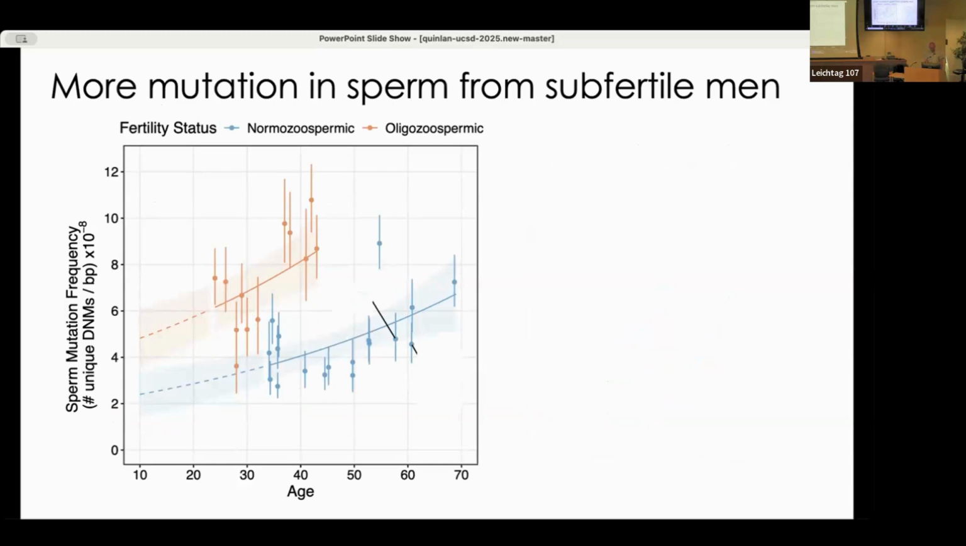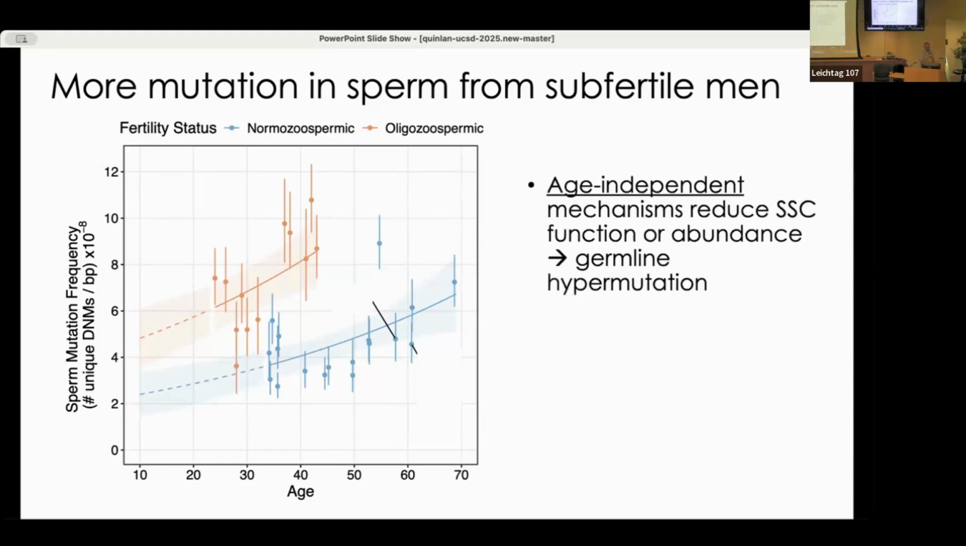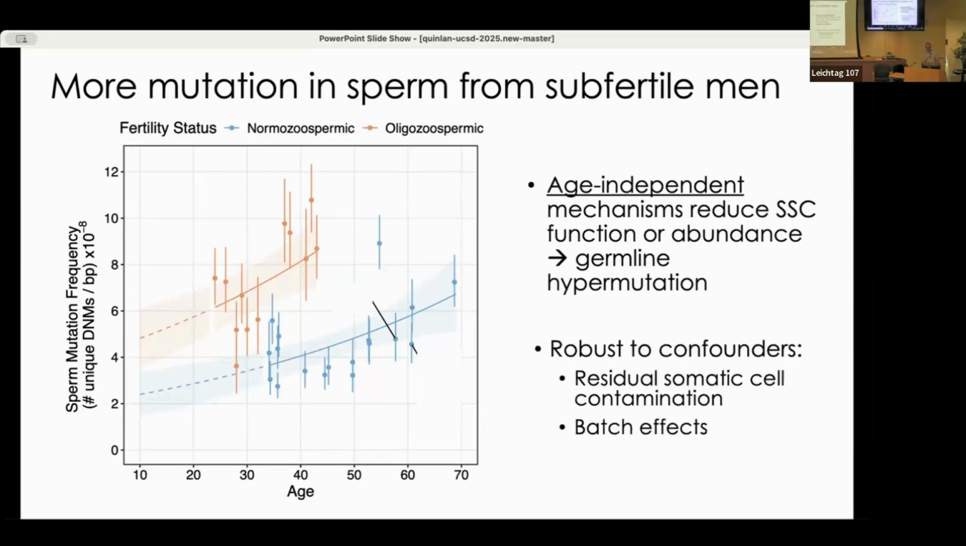What you can see, for the most part, is that there is this elevated mutation accumulation with age, but the y-intercept is very different for the subfertile men. The slope is statistically the same. The y-intercept is different. So this suggests at puberty, the starting mutation level in the spermatogonial stem cells of these subfertile men is potentially higher. So the question is, what is the mechanism that's leading to this?